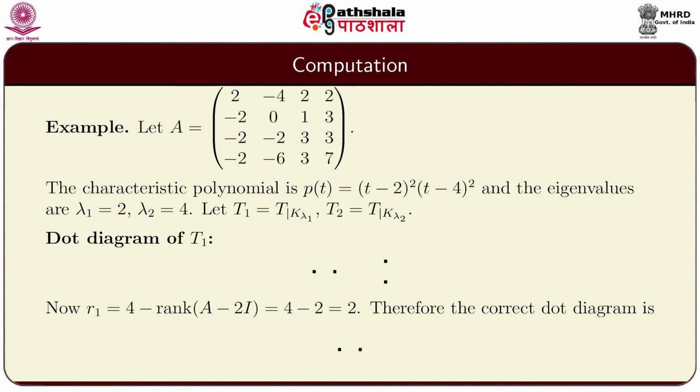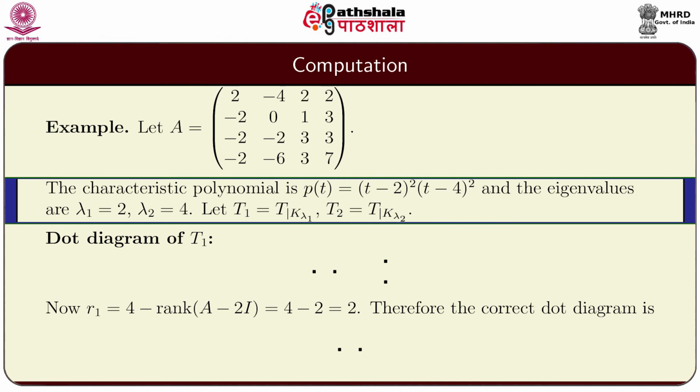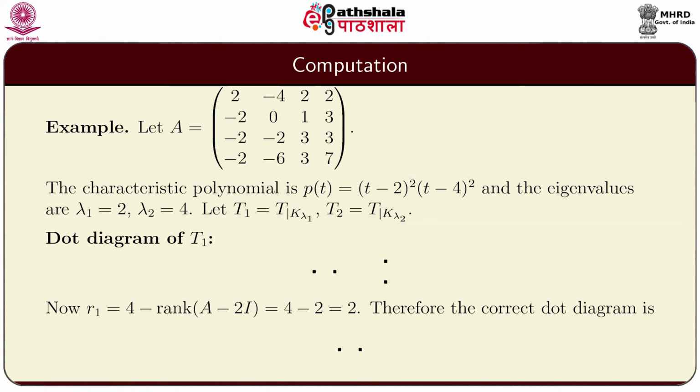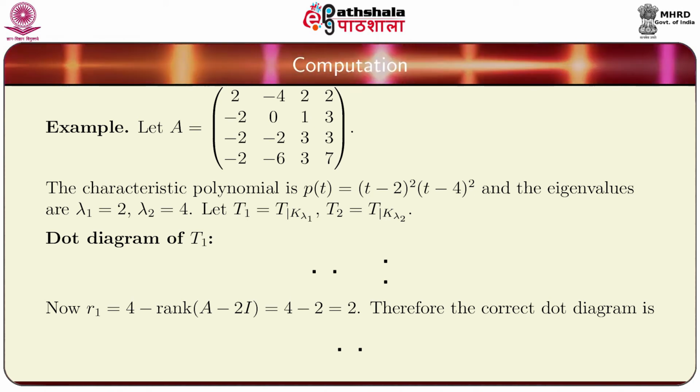Let us look at one more example. Let A denote the matrix given by these 4 rows: (2, -4, 2, 2), (-2, 0, 1, 3), (-2, -2, 3, 3) and (-2, -6, 3, 7). The characteristic polynomial is p(t) given by (t - 2) squared into (t - 4) squared, and the eigenvalues are lambda 1 equal to 2 and lambda 2 equal to 4. Let T1 denote T restricted to K lambda 1 and T2 denote T restricted to K lambda 2.